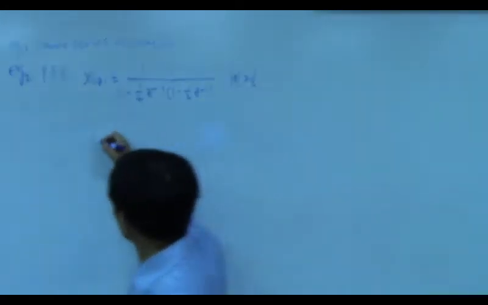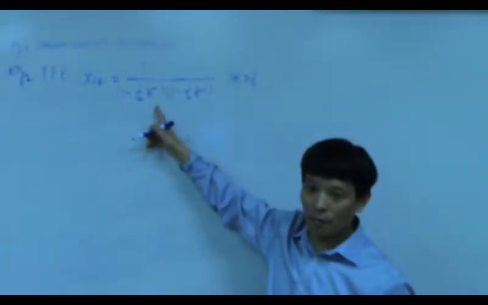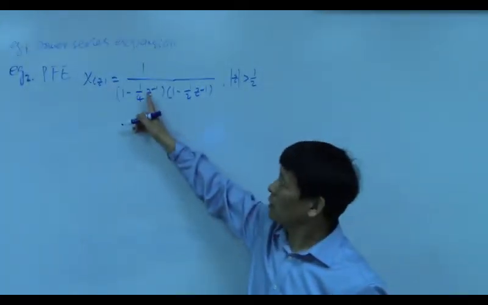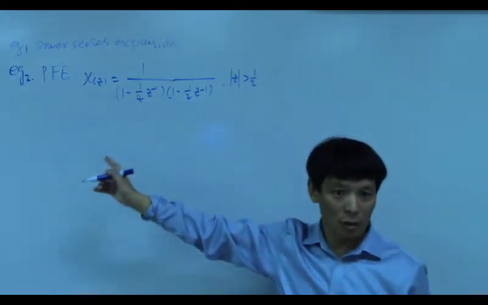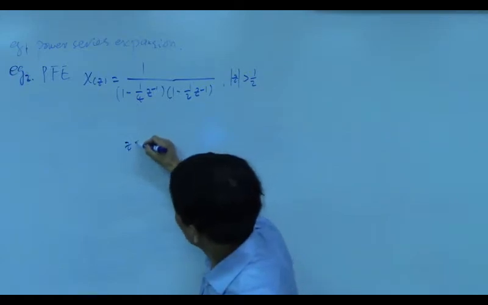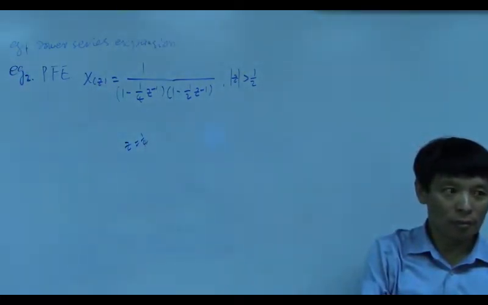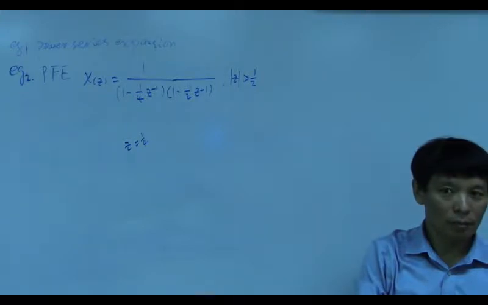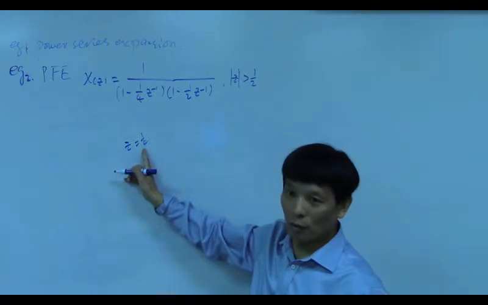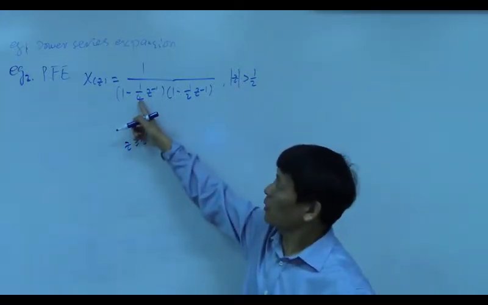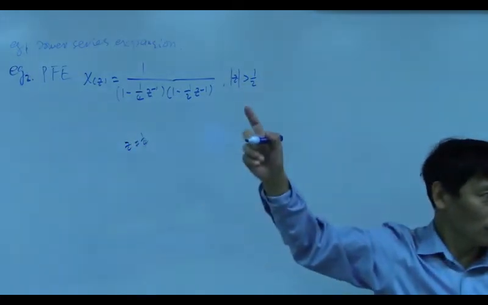So what do we do? Look at this one. What is the root for this one? That means the pole. That means we make the bottom part equal to 0. So for this one, z will be equal to a quarter. If z equals a quarter, z inverse equals 4. 4 times a quarter equals 1, and 1 minus 1 equals 0. So that means this is a pole.